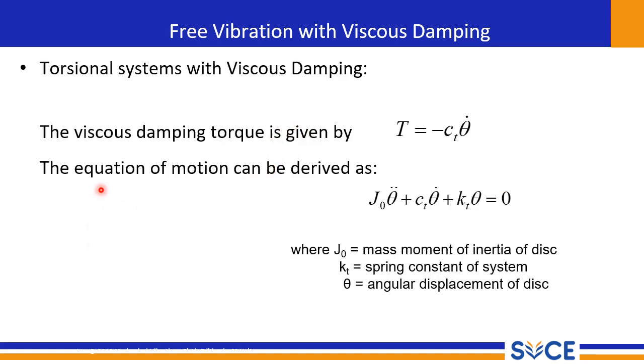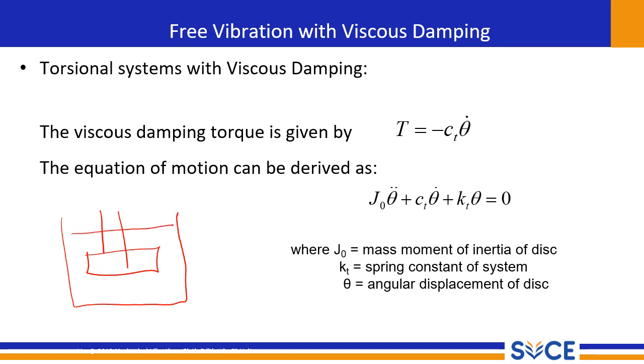We have introduced the concept of viscous damping in torsional systems. Now, let's look at the mathematical representation of this torsional system. The viscous damping torque, which opposes the motion of the disc, is given by minus C suffix T theta dot. Theta dot is velocity. T represents the damping torque. C represents the viscous damping coefficient.